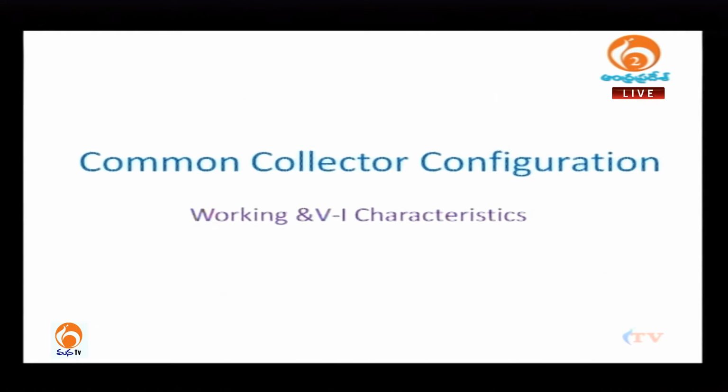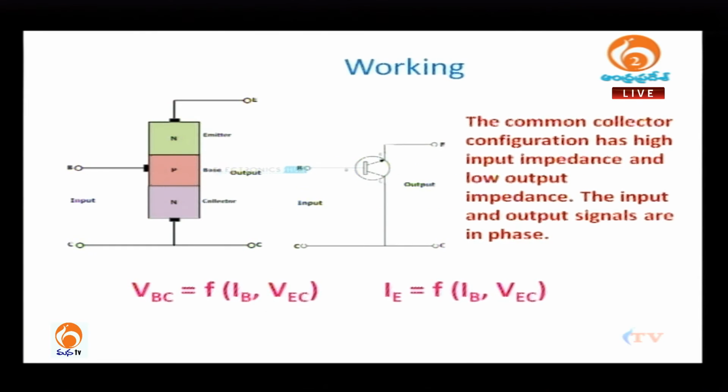Now, next coming to common collector configuration. Common collector configuration is very rarely used for amplification purpose. It can be used as a buffer, that means for impedance matching. Now, let us see that. Here you can see that the collector terminal has been made common to both input as well as output. Here the input quantities are base current and base voltage, and the output quantities are emitter current and emitter voltage. Now, this is the circuit symbol. The collector terminal has been made common to both input as well as output.